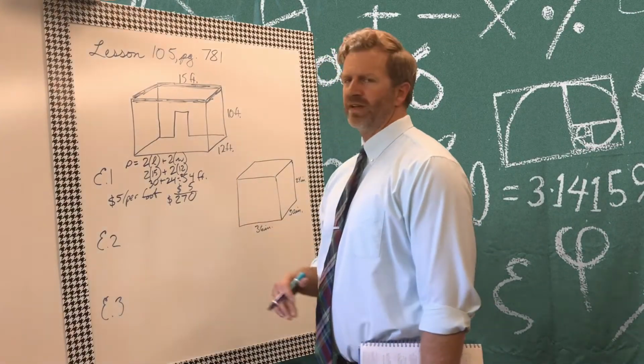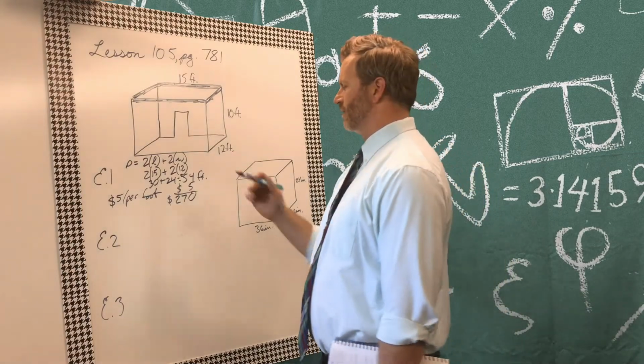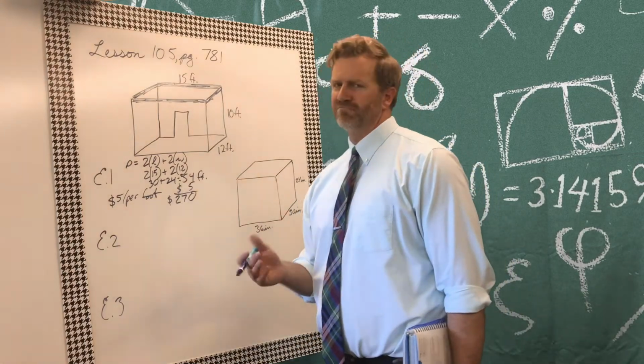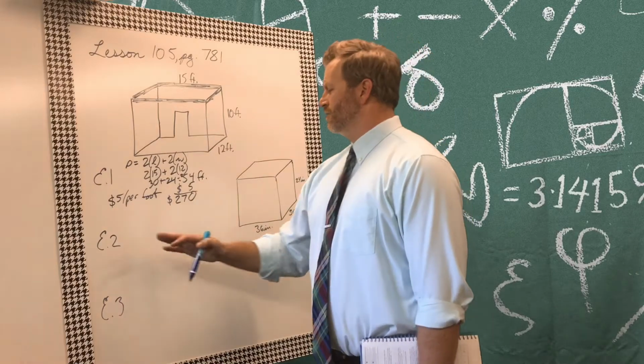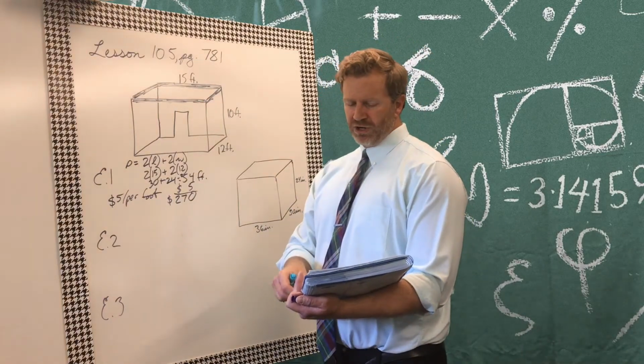So yeah, if you ordered 54 feet, it's probably not going to work. You're going to have to get like 64, something like that. Sweet, let's look at example number 2. Go ahead and turn the page.